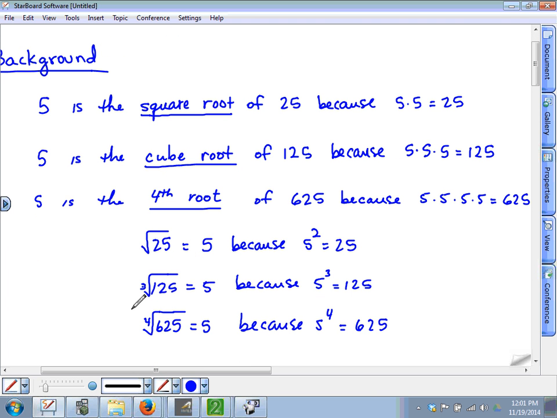Write this one as well. The fourth root of 625 is 5 because if you do the opposite, 5 to the 4th power, that equals 625.